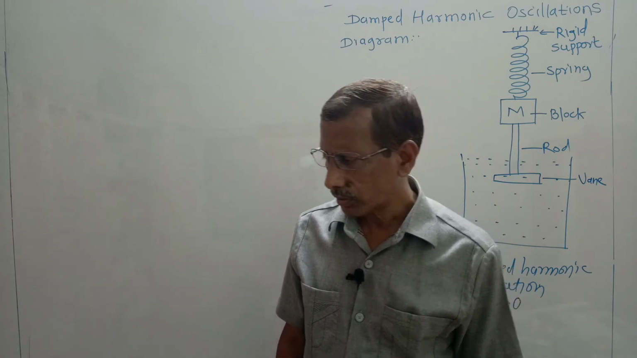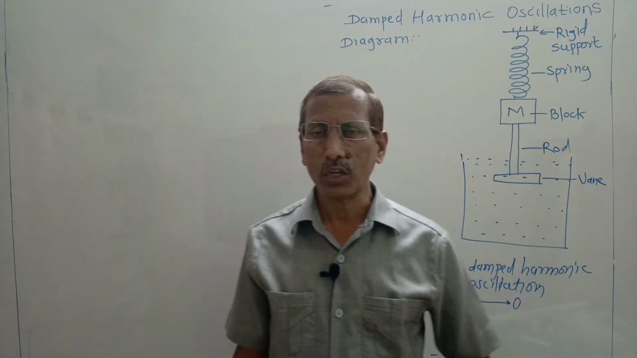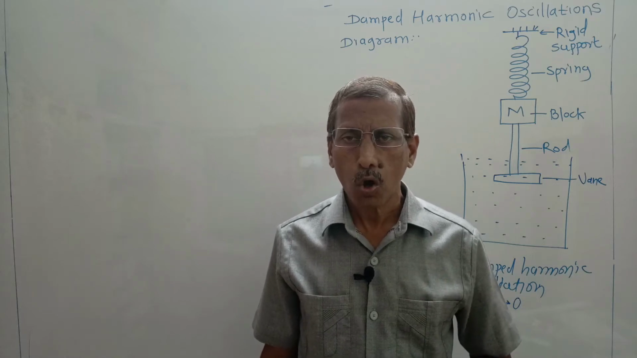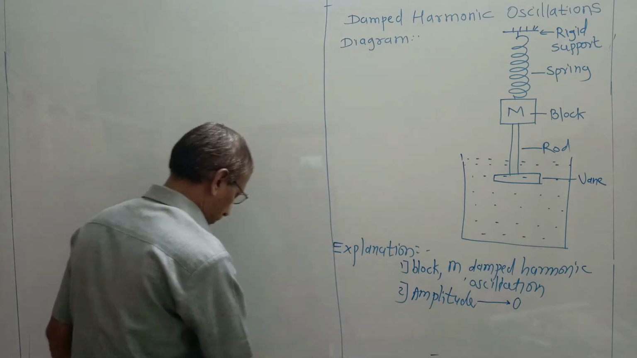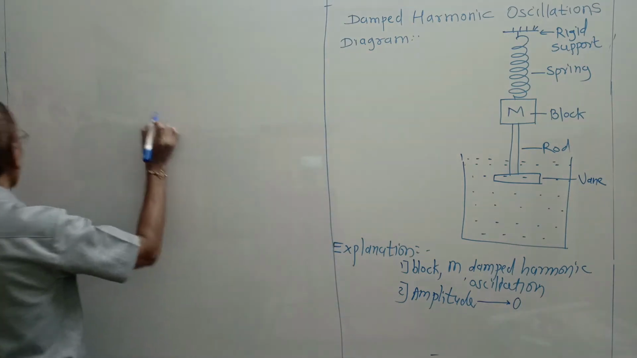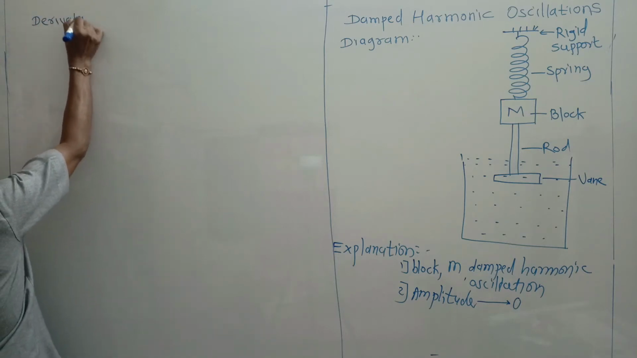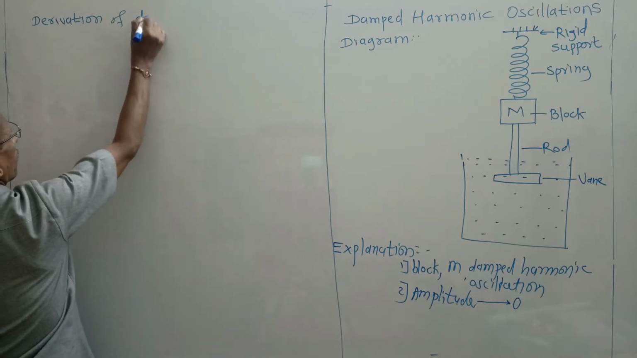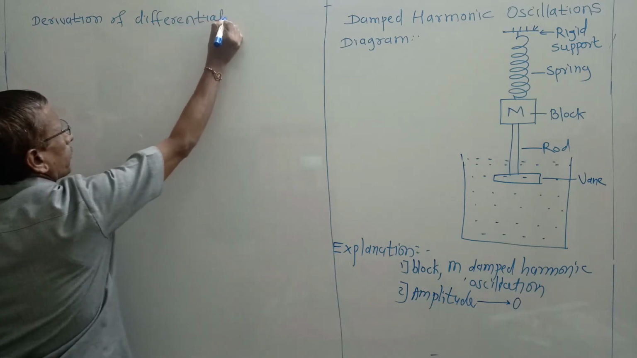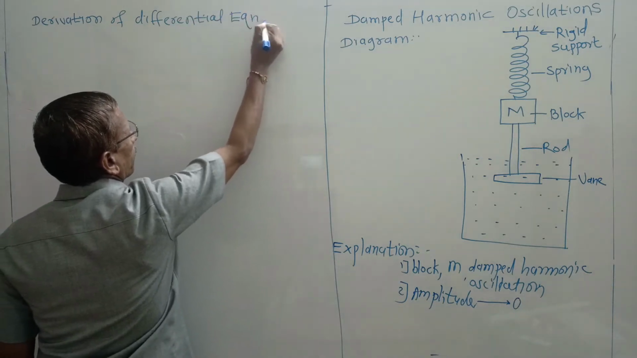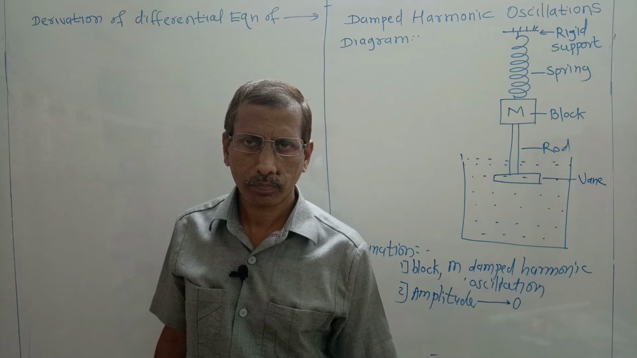Now dear students, we have to consider how to obtain the differential equation of damped harmonic oscillations. So first we have to consider the derivation of the differential equation of damped harmonic oscillations.